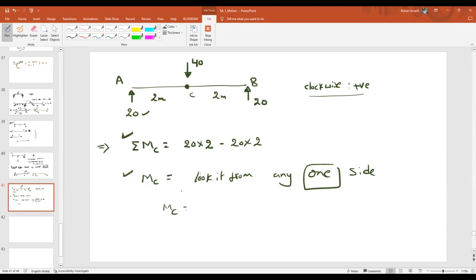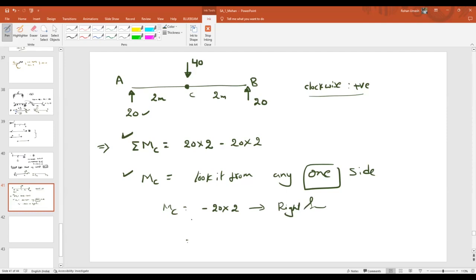40, sir. If you keep your hand at C and look into the right side, how many forces are existing on the right side? Only 20, that is upward. So what is the moment at point C? 20 into 2, what is our sign convention? If it is clockwise, you have to consider it as positive. So because of the upward 20, it will be anti-clockwise direction. So minus 20 into 2. This is if you are looking from the right side.